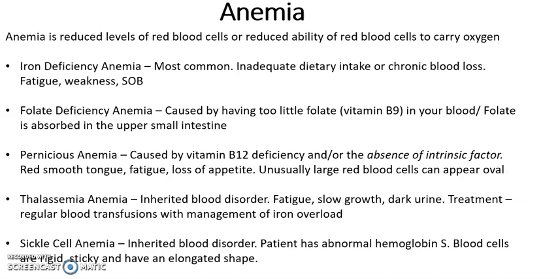Sickle cell anemia is also an inherited blood disorder. The patient will have an abnormal hemoglobin S. Normally, your red blood cells are flexible and round, and they move easily, obviously, through all your blood vessels under normal circumstances. In sickle cell anemia, the red blood cells become rigid and sticky, and they're shaped kind of like sickles or moons. They kind of have an elongated shape.